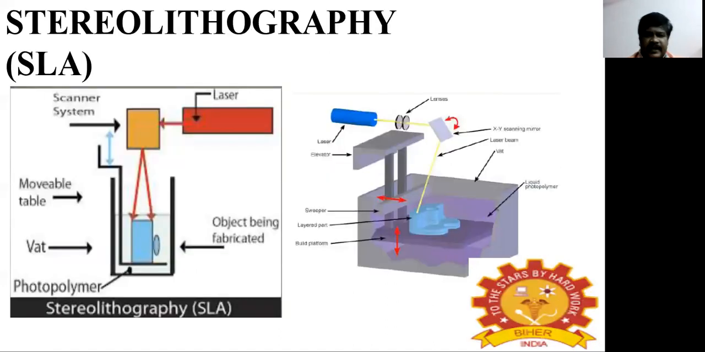You can see the figure here, stereolithography SLA process. We have the vat, the photopolymer, mobile table, scanner system, laser, the object being fabricated. On the right side you can also see the XY scanning mirror, laser beam, lenses, laser, elevator, the sweeper, layered part, build platform, liquid photopolymer, vat, laser beam, all of this.